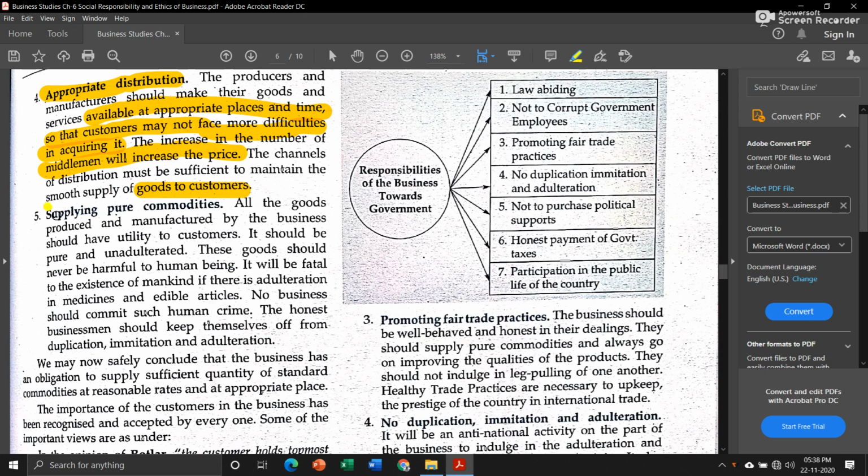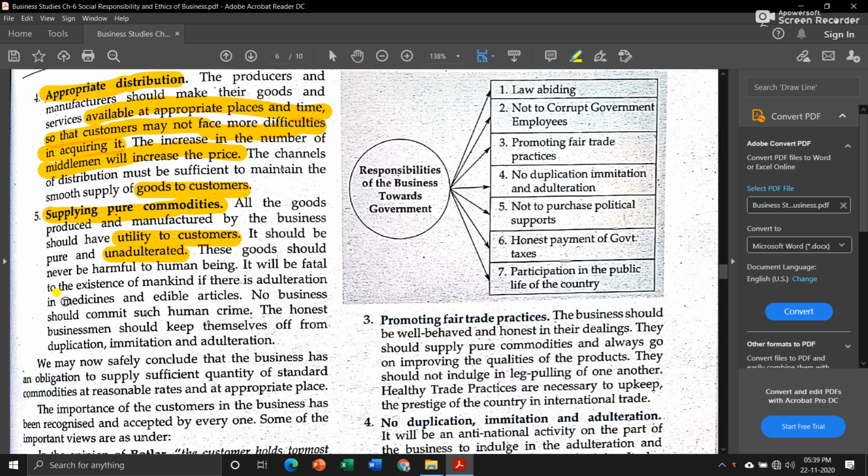Then last is supplying pure commodities. All the goods produced and manufactured by the business should have utility to customers. Earlier we saw that only the product which is needed or wanted by the customer should be produced by the business. It should be pure and unadulterated. Means those goods should be pure. There should not be any defect from the manufacturer's point of view. The good should never be harmful to human beings. It will be fatal to the existence of mankind if there is adulteration in medicines.